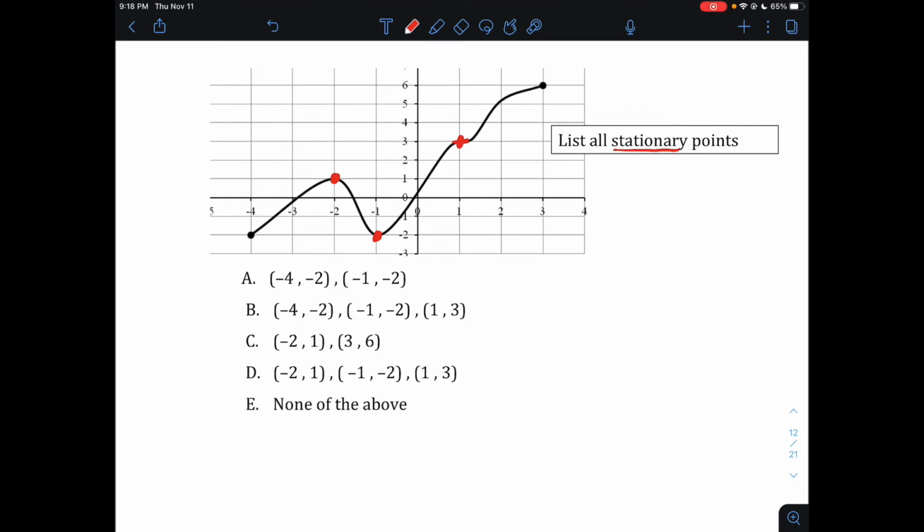So as far as the 3 points that we get, we have this one at (-2, 1). Remember, it's the horizontal input, then the vertical input. And then this other one, which is at (-1, -2). And then the third one, which is at (1, 3). We don't consider the endpoints stationary points.